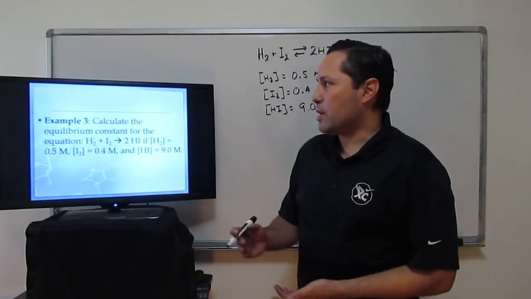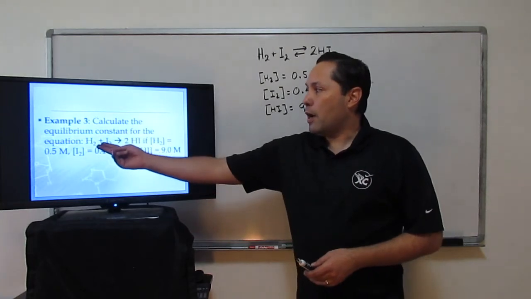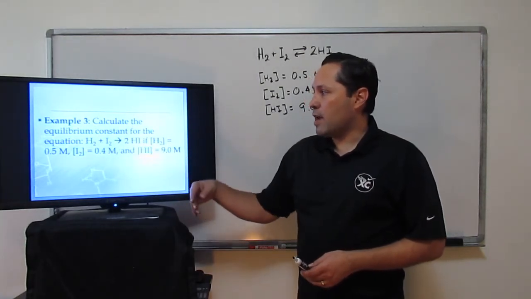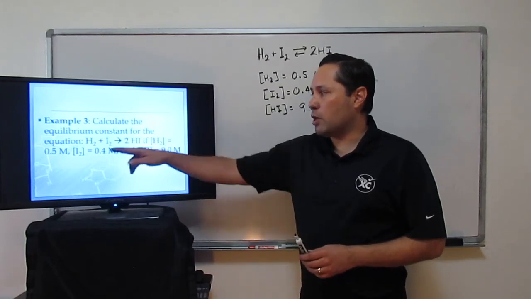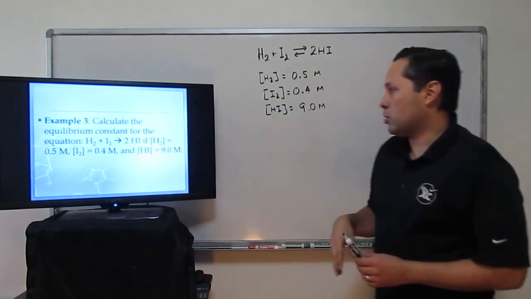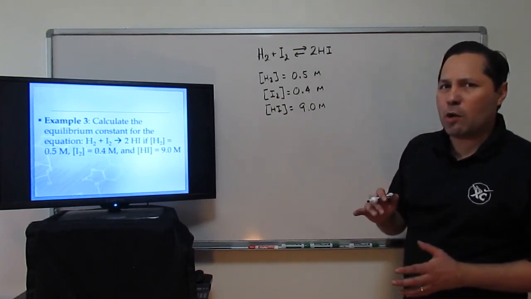In example 3, we're asked the following question. Calculate the equilibrium constant for this equation. Hydrogen gas plus iodine reacts to form hydrogen iodide. And they give you the concentration for hydrogen, iodine, and hydrogen iodide right here. Here they are. So we're going to begin by just setting up the problem.